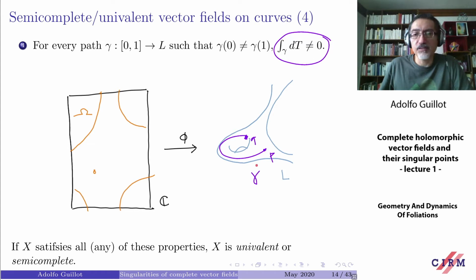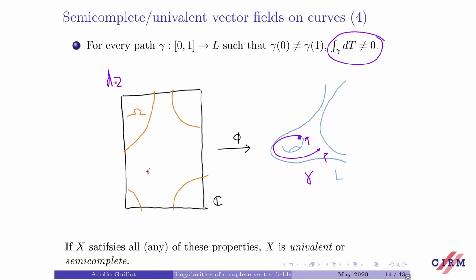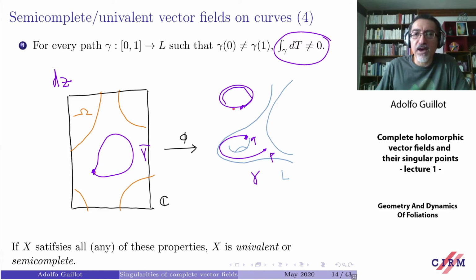So I have this path gamma, and I can lift it. Imagine that the integral of the time form was zero. The time form here is just given by dz, the time form in C. So when I pull back, if the integral of this time form along gamma is zero, then I will go back to a closed curve. So this will be closed if the integral of the time form is zero. But if the integral of the time form is zero, then when I take the image again of phi of this lift of gamma, it will be mapped to, of course, a closed curve because phi is defined in all of omega. So if the integral of the time form is zero, the path must be closed.